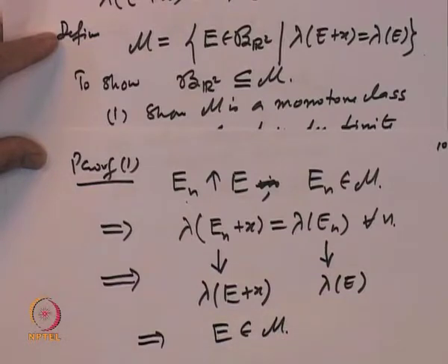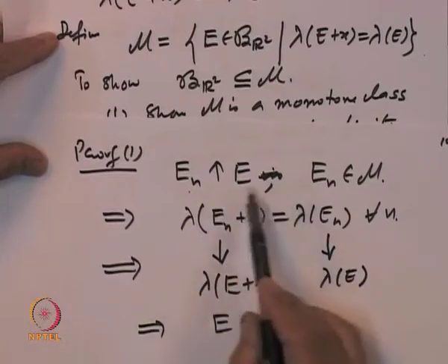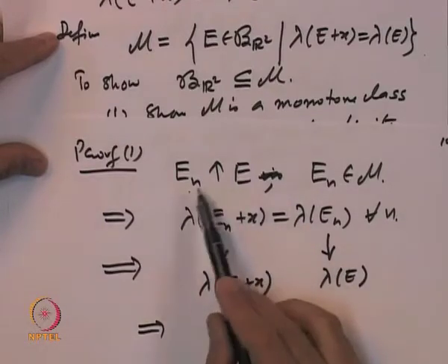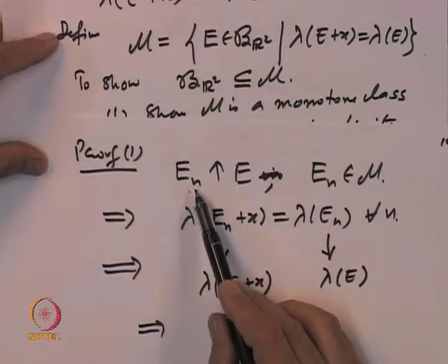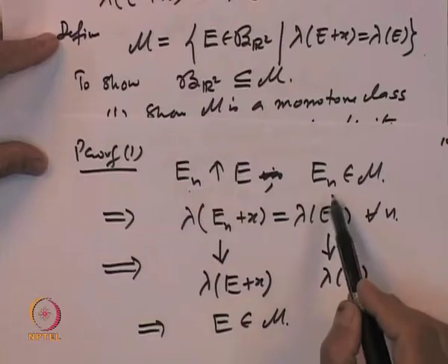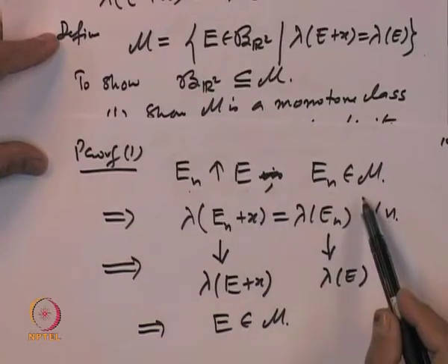And similarly, for a decreasing sequence, also a similar property: if E n's are decreasing to E and lambda of E 1 is finite, then the intersection, the E which is the intersection, will also belong to M.